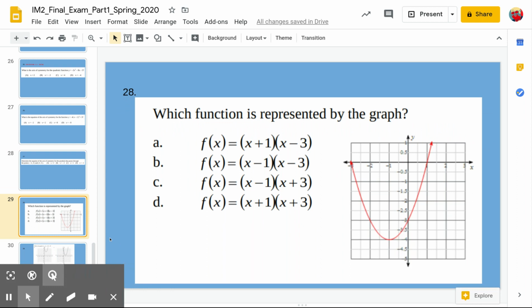Question 28, which function is represented by this graph? I'll let you read A through D, but let me make sure you can see the key points here. So the vertex is at (-1, -4). One of the zeros is at (-5, 0). And the other zero is at, blew that. One of the zeros is at (-3, 0). And the other zero is at (1, 0). See, it's so small I couldn't read it myself.